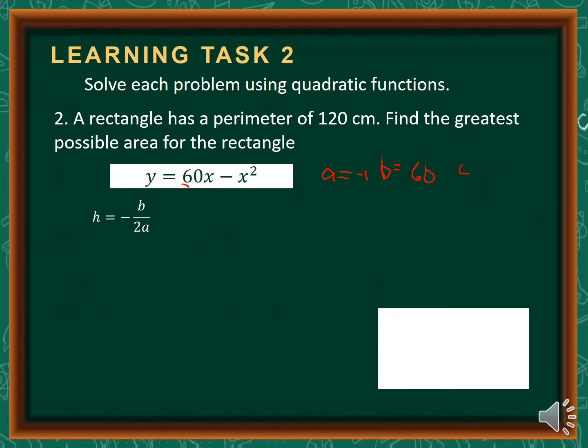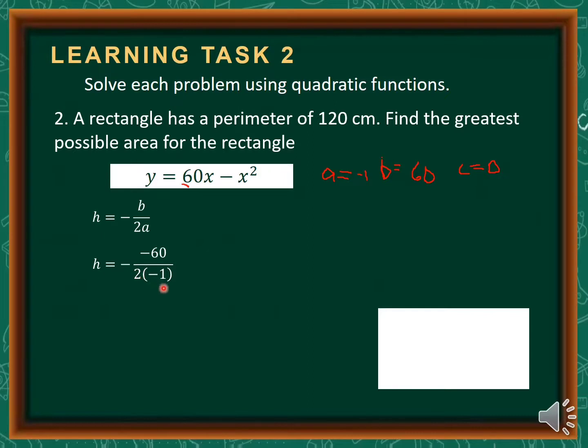Our c is equal to, ayan, wala po tayong constant term. So, our c is equal to 0. After knowing the values of real numbers, substitute na natin. So, we have negative c. Okay, ang ating B ay 60. So, negative 60 or positive 60. May negative tayo dito. Ang B natin ay 60 lang. So, 60 all over 2 times negative 1.